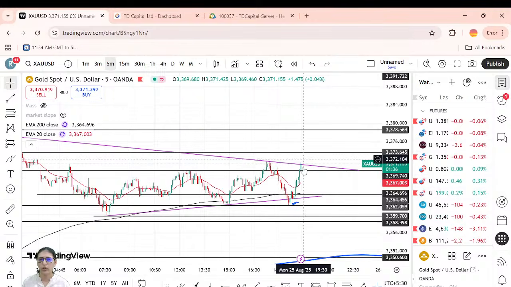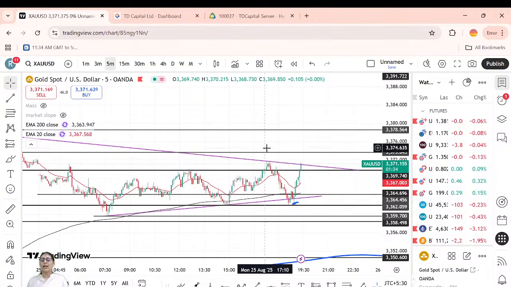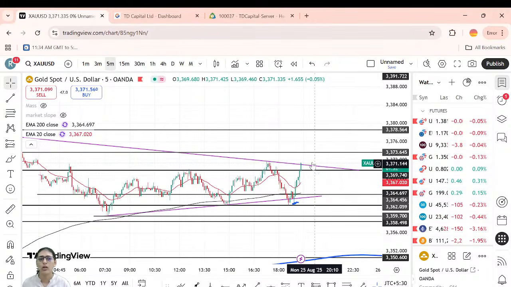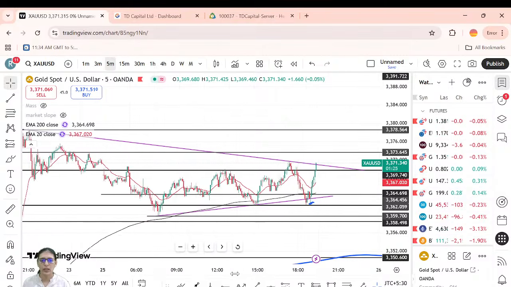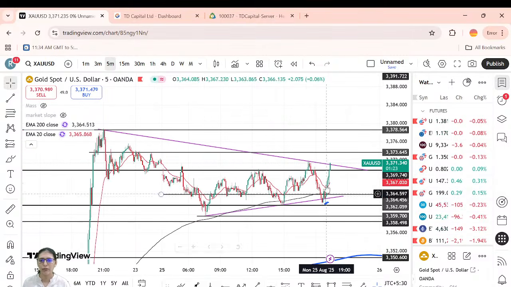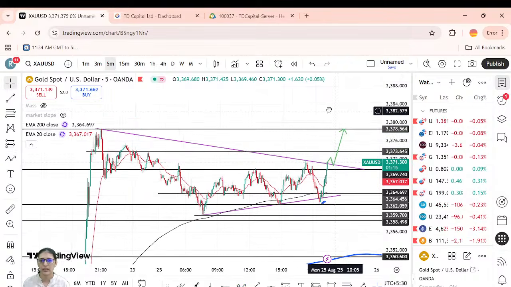Wait for some time correction to happen here. Wait for price to spend some time here, give us a proper breakout and a retest. Then the safer entry will be if we can see a breakout of this level. You get a breakout here, a retest, then this will be a perfect setup.